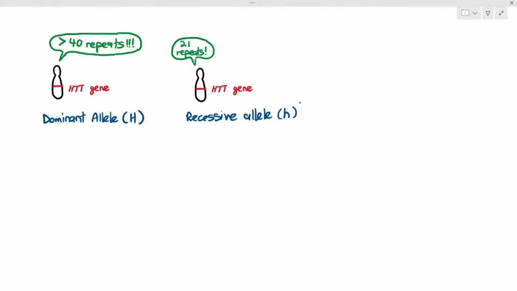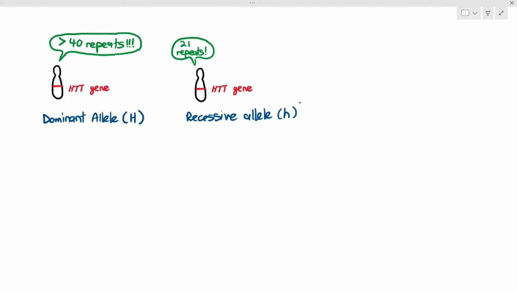So here's the interesting thing. The normal allele is the recessive one in this case. The problematic allele is the dominant one. A lot of my students have this assumption that the good alleles are always dominant and the bad alleles are always recessive. No, they don't really care what is good or bad. It depends on which gets expressed over the other.